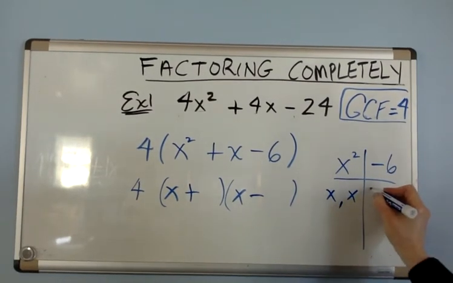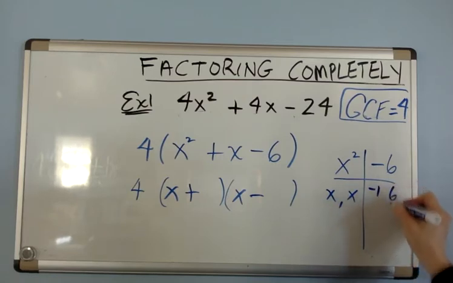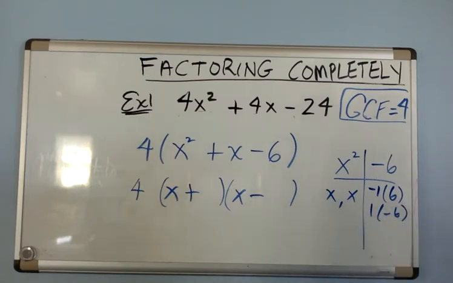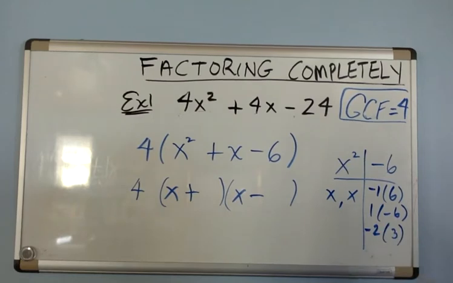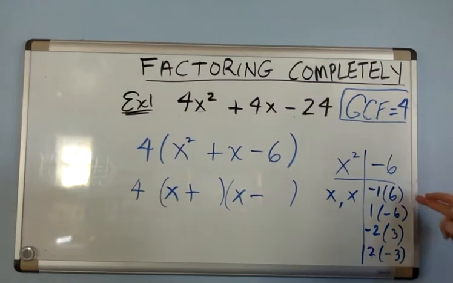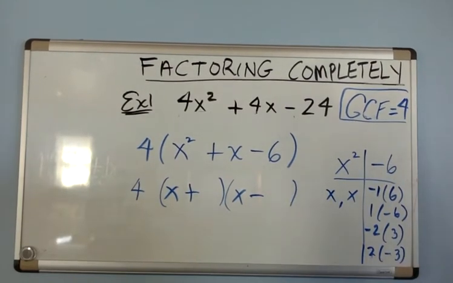I can just take a look at my factors of negative 6. I can do negative 1 times 6, right? I could do positive 1 times negative 6. Or I could do negative 2 times 3. Or I could do positive 2 times negative 3. These are all the factor pairs that would multiply to negative 6.